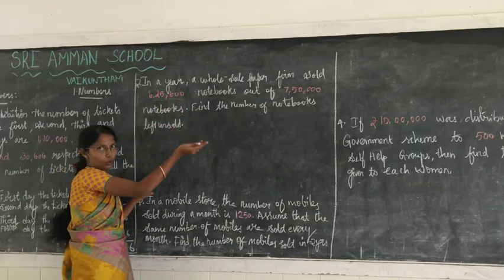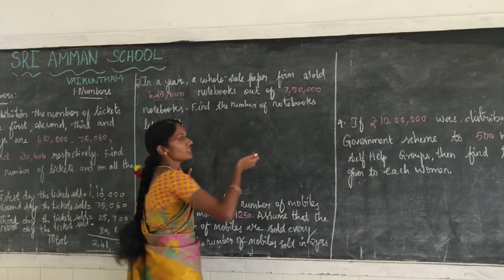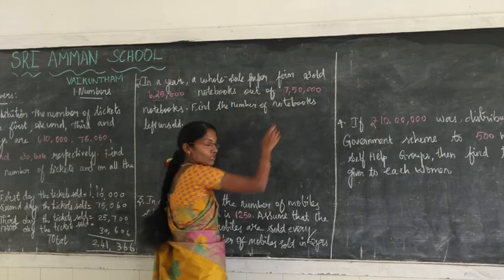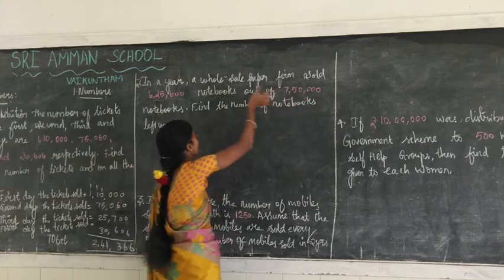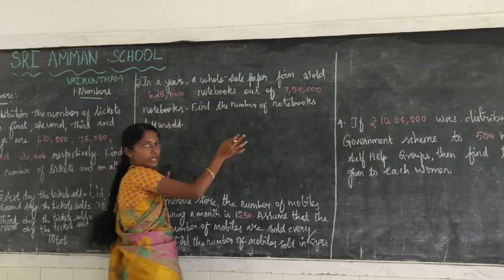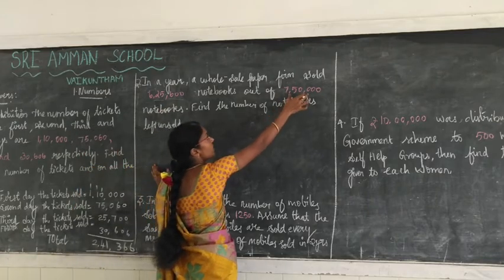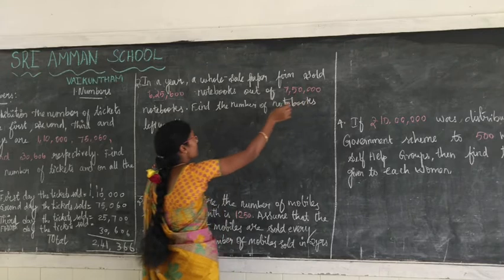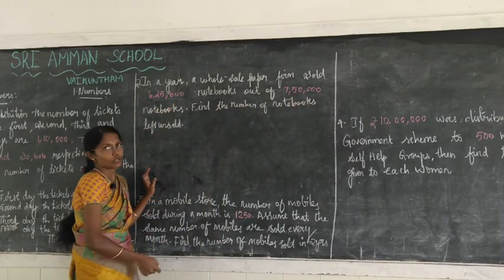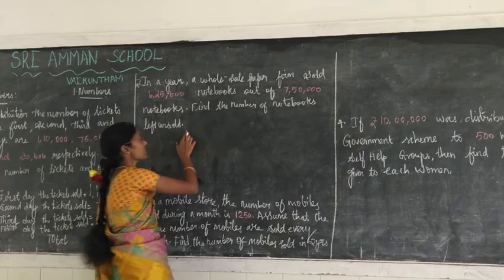They sold 6,25,600 notebooks, out of how much they had? They had 7,50,000. The total notebooks they had is 7,50,000, and from that they sold 6,25,600 notebooks. Find the number of notebooks left unsold.